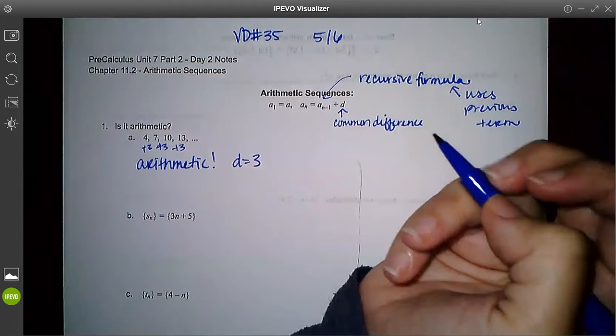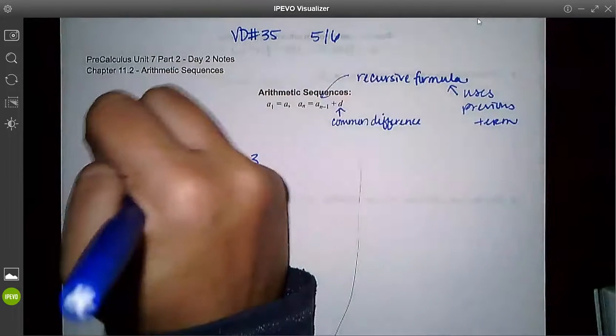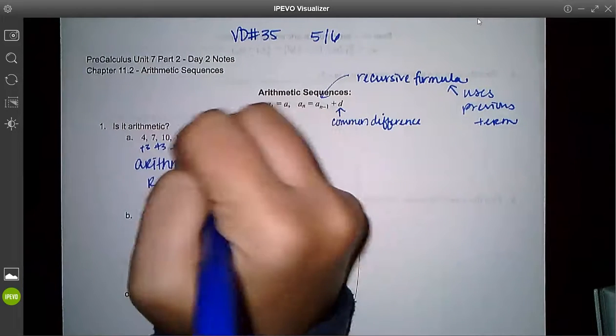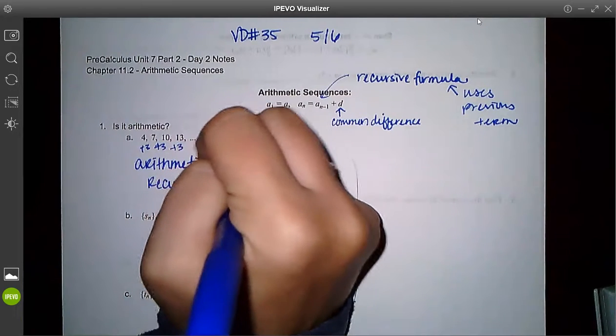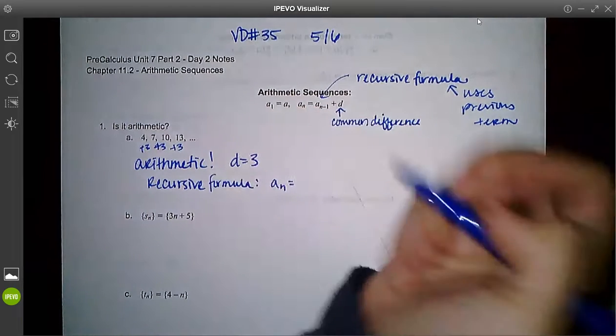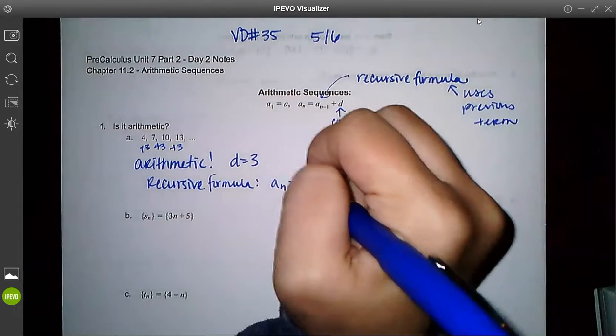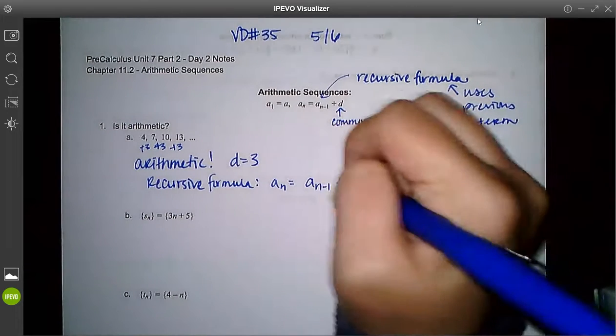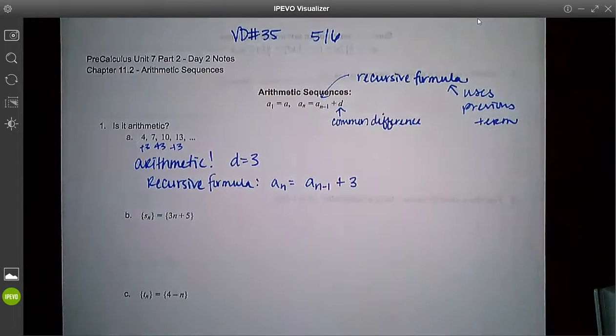And our recursive formula for this equation is a sub n. So the nth term that you're looking for is equal to a sub n minus 1, which is the term before it, and then plus your common difference, which is 3.